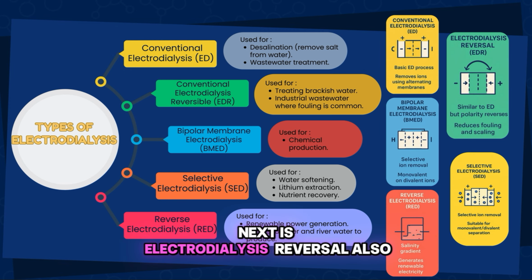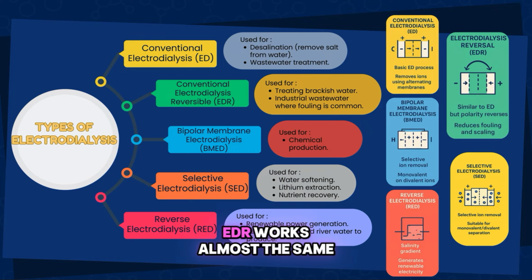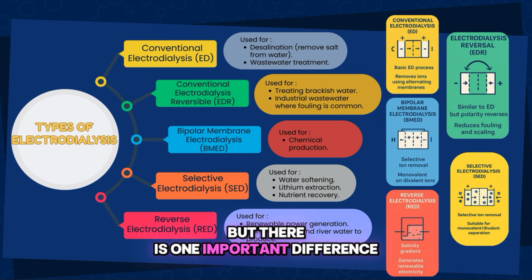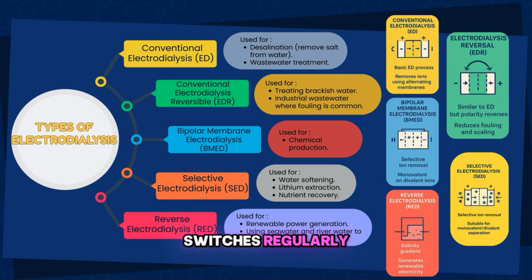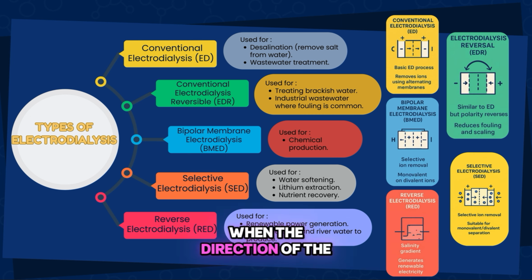Next is electrodialysis reversal, also called EDR. EDR works almost the same as ED, but there is one important difference. The polarity of the electrodes switches regularly. When the direction of the current changes, it prevents the membranes from getting dirty or clogged. Because of this feature, EDR is very useful when treating water that causes a lot of scaling or fouling.